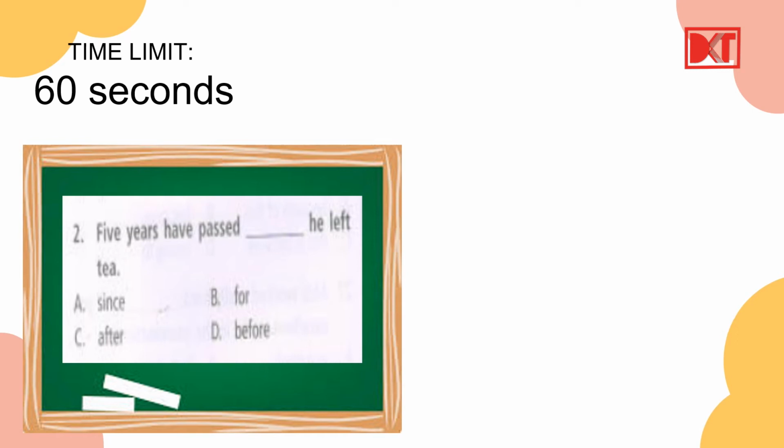"5 years have passed, dash he left T. A. Since he left T, B. For he left T, C. After he left T, or D. Before he left T." Here the correct answer is A. Since he left T, which means we are trying to talk about some time that has passed since something happened. So here we use since. All right.